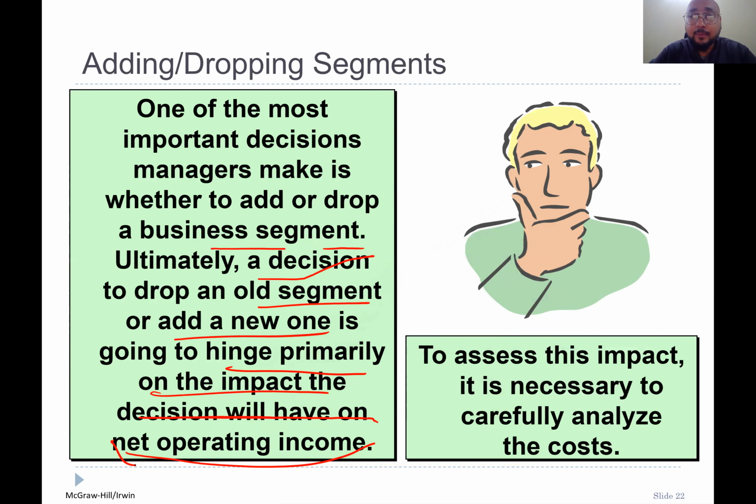Because we have to categorize on the basis of relevant or not relevant. So we need to see that sometimes, we will see the example here, a product line is less profitable, or even operating at a loss, but still we will produce it. We do not drop it. Why? Because dropping will increase our loss more. Let's just see that.